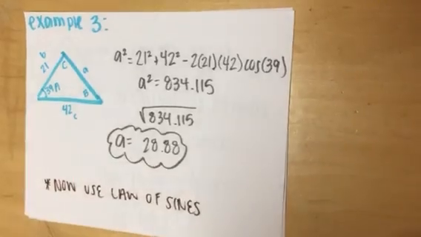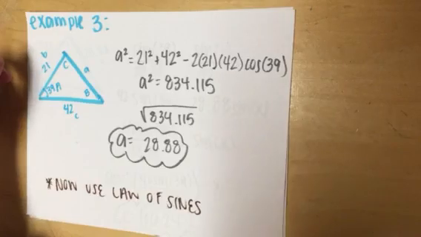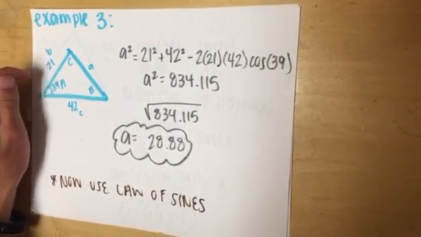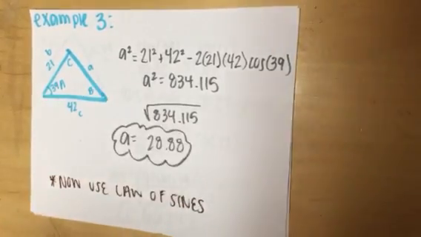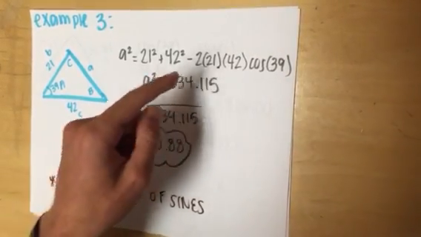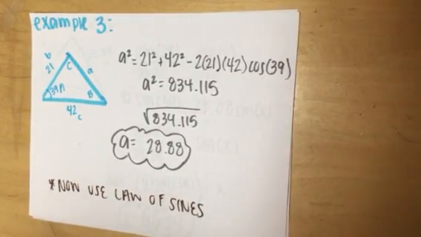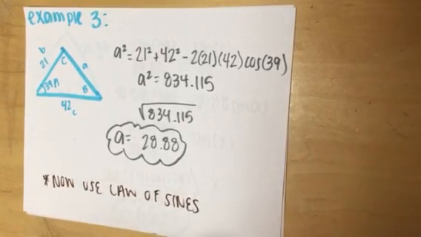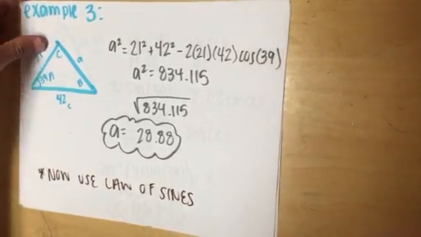Let's go ahead and go to another example. Here we have a triangle and it appears that we have to solve it. They gave us side b, side c, and angle A. So we're going to plug our numbers into the formula law of cosines, and we get a squared equals 21 squared plus 42 squared minus 2 times 21 times 42 times cosine 39. And we get a squared equals 834.115. We find the square root of that, and we get a equals 28.88. Now we have enough information to use the law of sines.